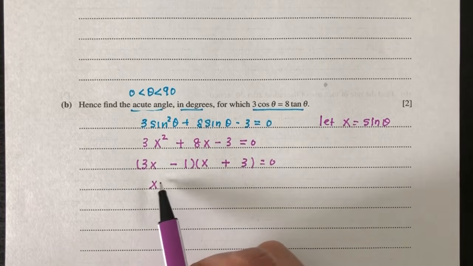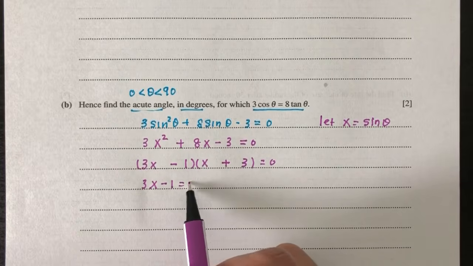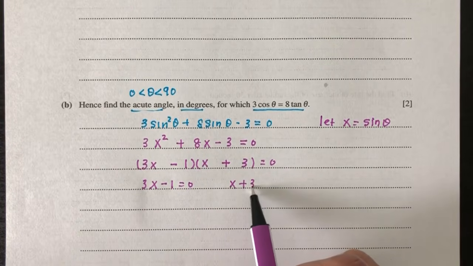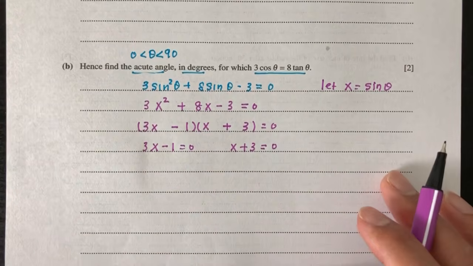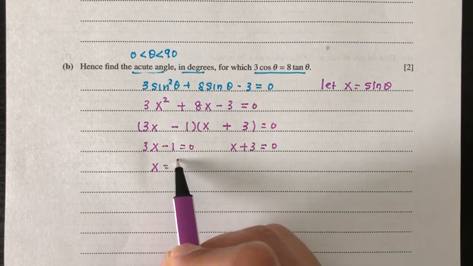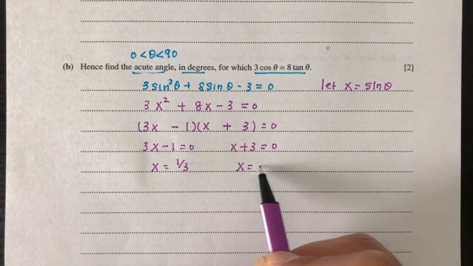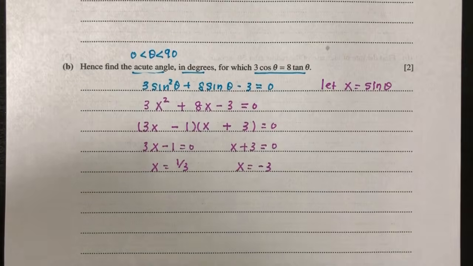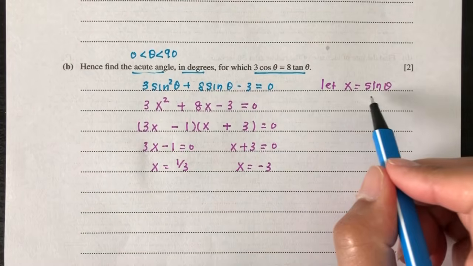So solve for the value of x. So 3x minus 1 equals 0 and x plus 3 equals 0. Now x here will be 1 over 3. x here will be minus 3. So now you have to remember, x is actually sine theta.